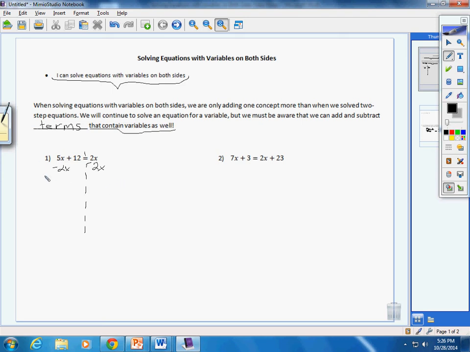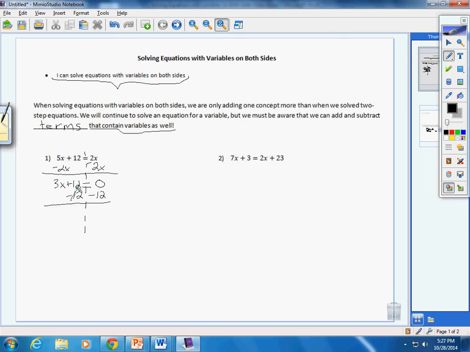Okay? So when I do that, let's see what we're left with here. 5x minus 2x is 3x, and of course we still have our plus 12. And you should be asking yourself, what do we have left on the other side? Well, 2x minus 2x is just 0. If you notice, we do not have x all by itself, but what we do have is a two-step equation. So now, in order to get x by itself, the first step is to eliminate what's not attached to x. So let's subtract 12 from both sides.